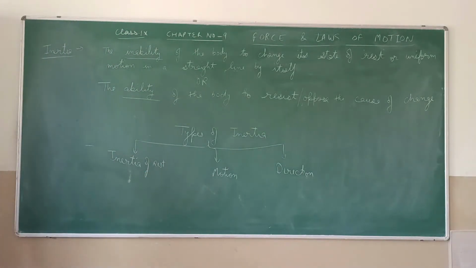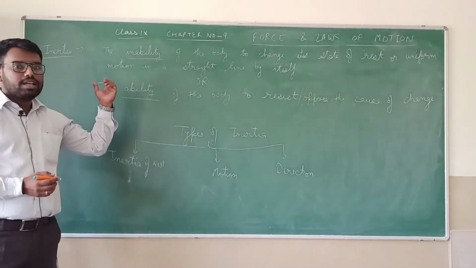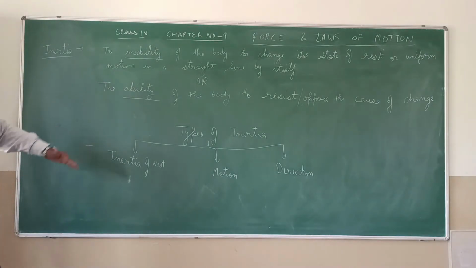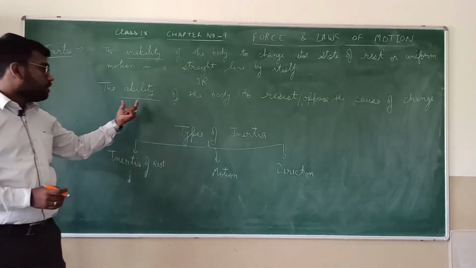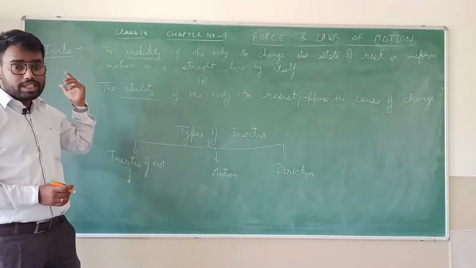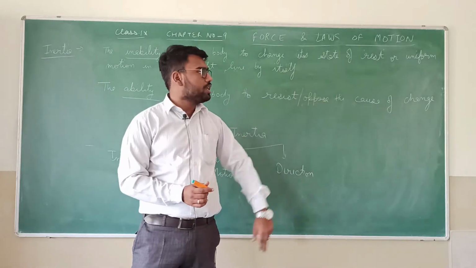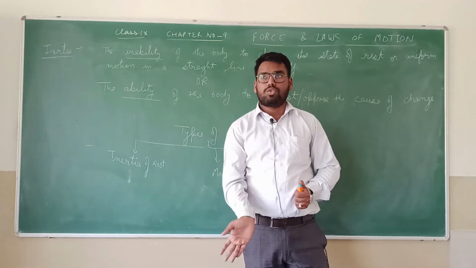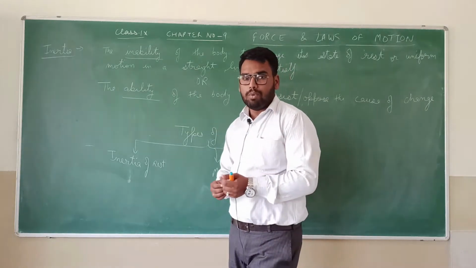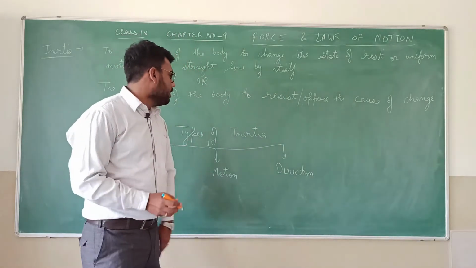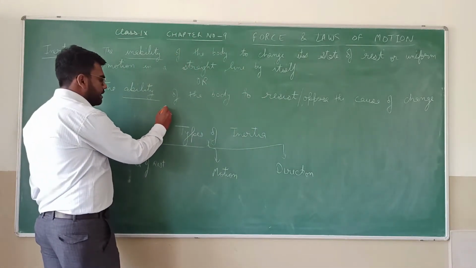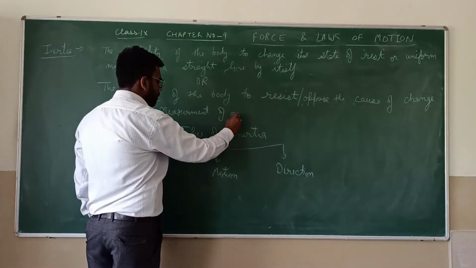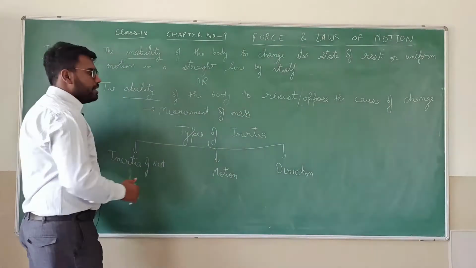Similarly, since inability means something is not able to do anything, we can change this a little into a positive tone. That is the ability of a body. It is the ability of an object to resist the cause of change. That means if we apply force to move anything, it will resist, it will oppose that change. That is called inertia. We can directly say inertia is a measurement of mass.